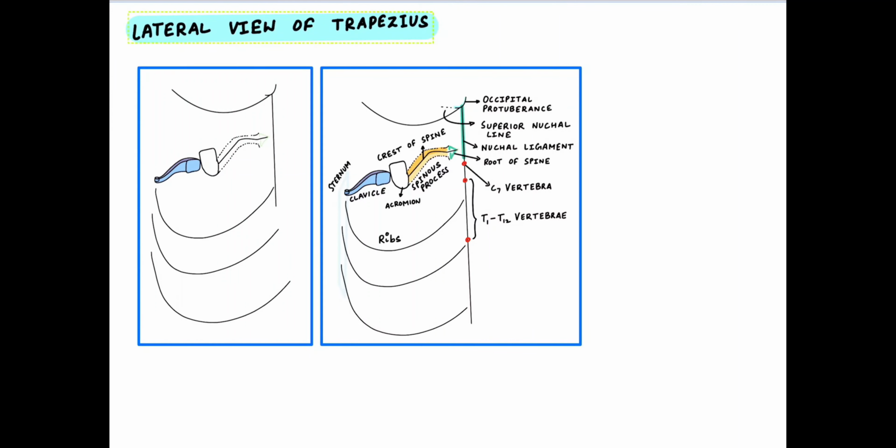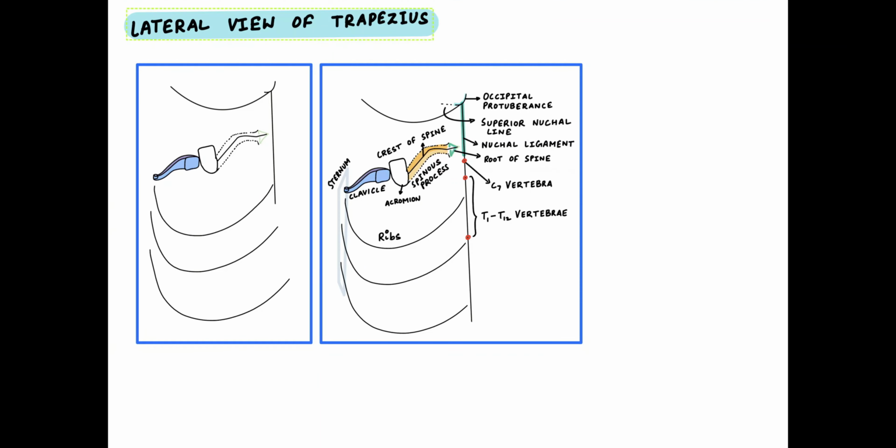This is a lateral view. We can see the lateral 1/3 of clavicle, the acromion, the spinous process, the crest of spine, and the root of spine. These are related to the insertion of trapezius. We can also see the occipital protuberance, the superior nuchal line, the nuchal ligament, the C7 vertebra, and T1 to T12 vertebrae. All these bony landmarks give origin to trapezius. So trapezius has a linear origin but a curved J-shaped insertion.